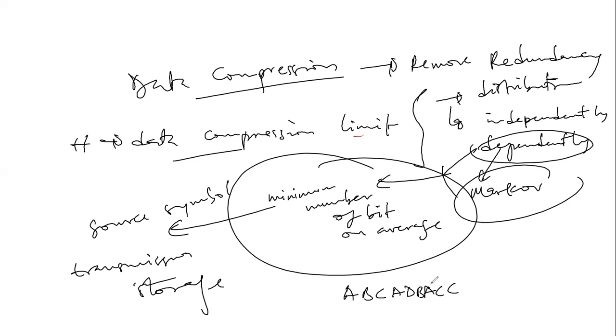A, C, C. Now, if, for instance, we have something like this, A is repeated three times, B is repeated twice, C is repeated three times, and D is repeated just once. So what I'm trying to say in data compression is that the source symbols that are repeated more frequently can be described or represented using a shorter length description. When we say shorter length description, we mean minimum bits.